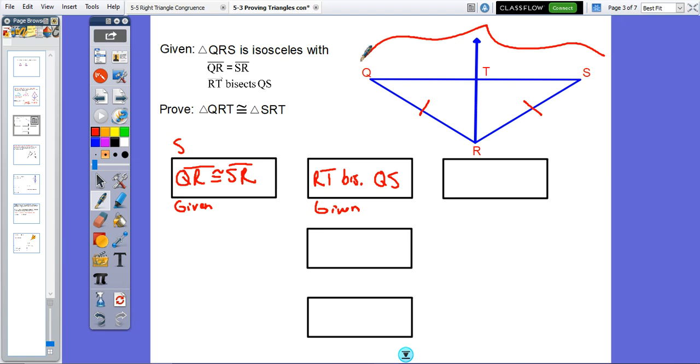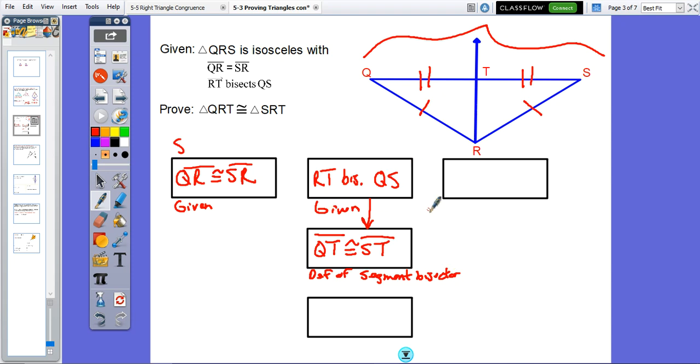Since RT cut this whole side in half, it bisected, because bisect means 2 equal parts, we can then make the assumption QT has to be congruent to ST. So that's what this implies. It implies this next step: QT is congruent to ST, like that. And that right there is the definition of segment bisector.